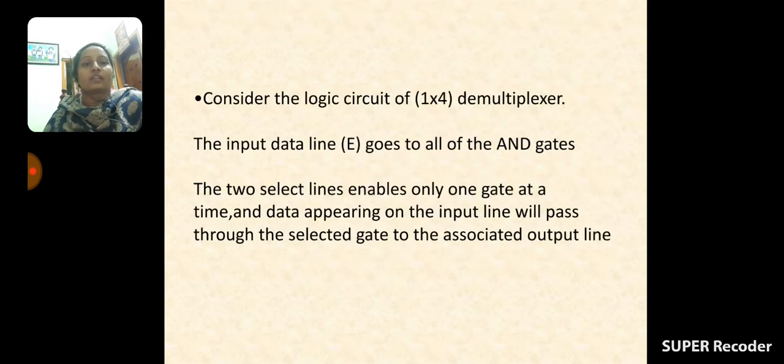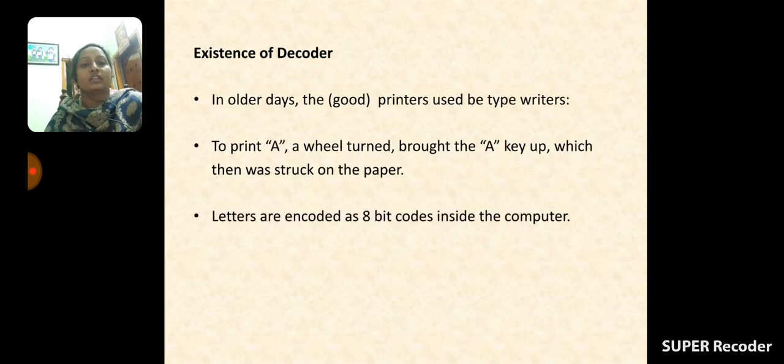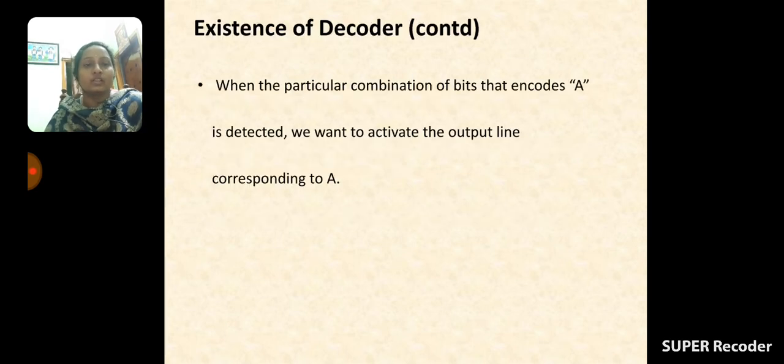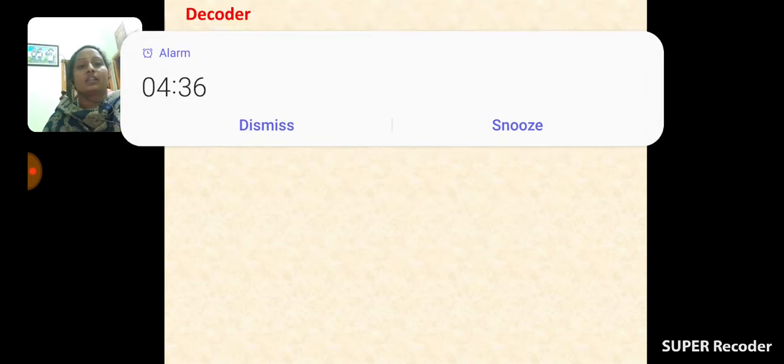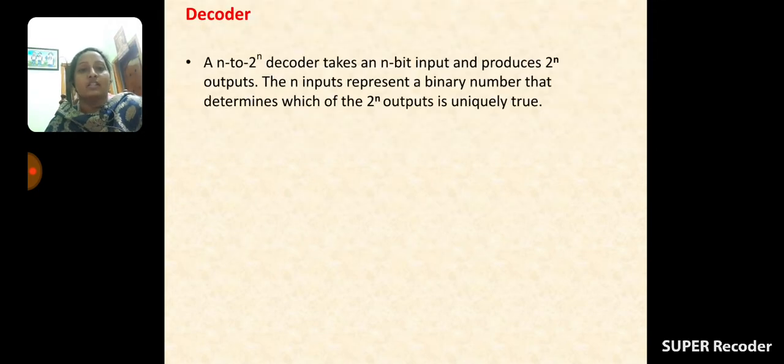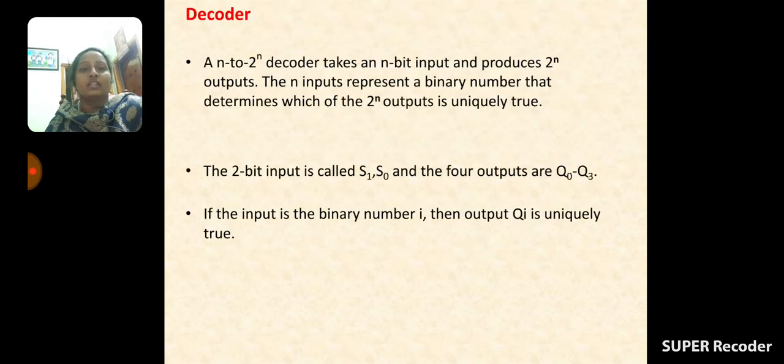Okay, see here, to construct the circuit, here we are using AND gates also. So this is the existence of decoder. Why the decoder is used means, to select a particular line, the decoder circuit is used. Here also the same logic is used as in the multiplexer.